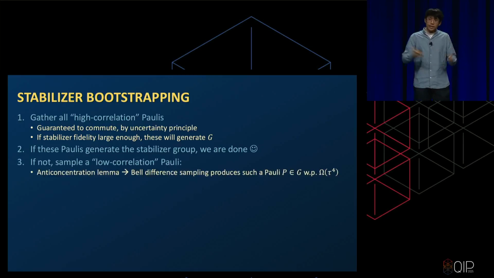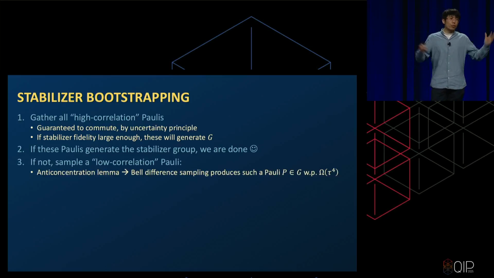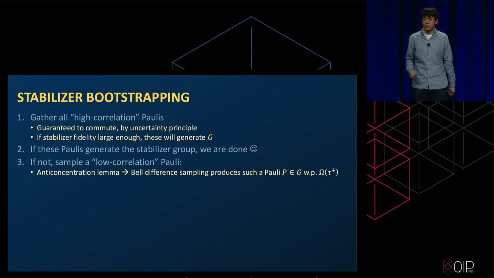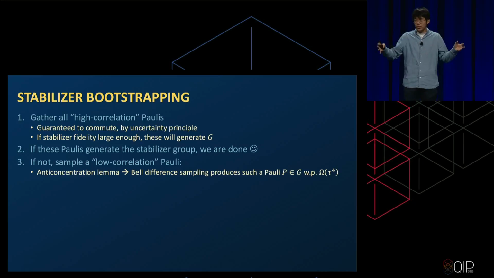Okay? And let's say I've run this step 1 quite long, so for a sufficiently large polynomial number of samples, such that I've pretty much captured all of the high correlation Paulis in my stabilizer group. And yet, if I hit this step 3, so if I haven't actually succeeded at this point, then I'm guaranteed that the high correlation parts of my stabilizer group aren't actually enough to generate the whole stabilizer group. Then we can leverage this anti-concentration result of Weiyuan et al. to get kind of like a win-win argument.